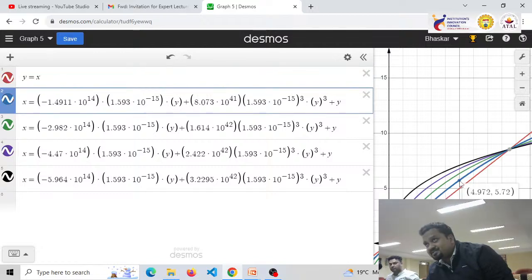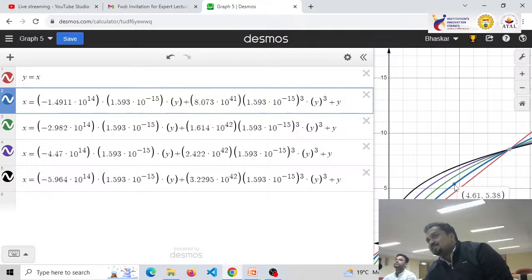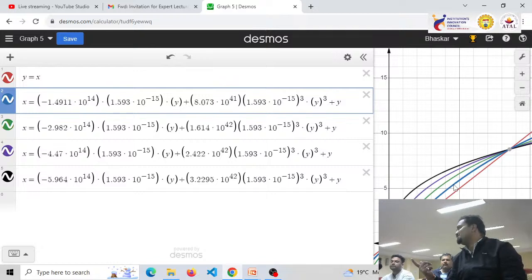Now let me go to TFE equals 30 nanometer. Just see the x coordinate: it is 4.972, and the y coordinate is 5.72. So I have applied 4.92 and I have got 5.72. Here, the x coordinate was 4.61, so the supply voltage is 4.61 and I have got a voltage drop of 5.38. So that tells me about the amplification.